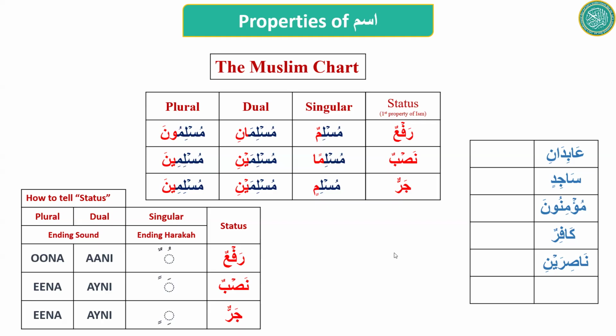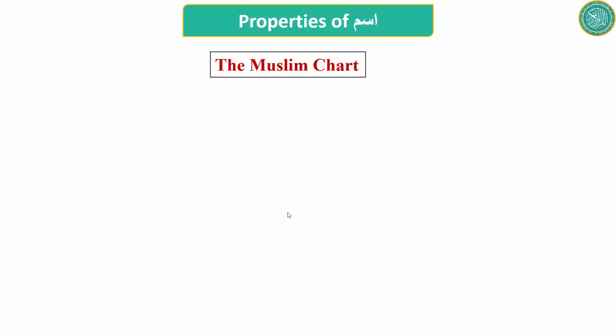Good job. Okay, one more. Kafiruna. Abdurrahman, Kafiruna would be Rafa. Why? Because the ending sound is una, and that is why it is Rafa. Let's go. The remaining words will be done in the breakout room.